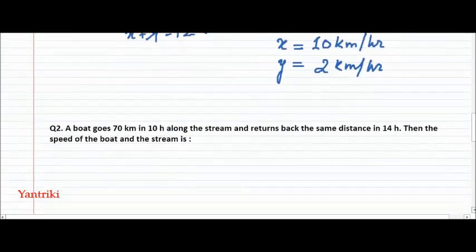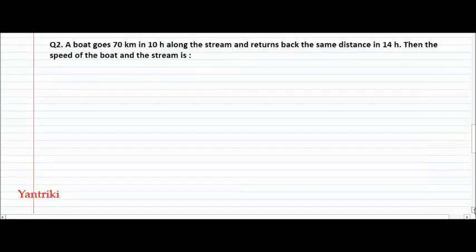Let's move to question number 2. A boat goes 70 km in 10 hours along the stream and returns back the same distance in 14 hours, then the speed of boat and the stream is. So now I am not going to draw any diagrams. Now we will try to make it a bit fast. We know the formula that time is equal to distance divided by speed. We have two cases. One is for downstream, other is for upstream. So time is 10 hours that is required.